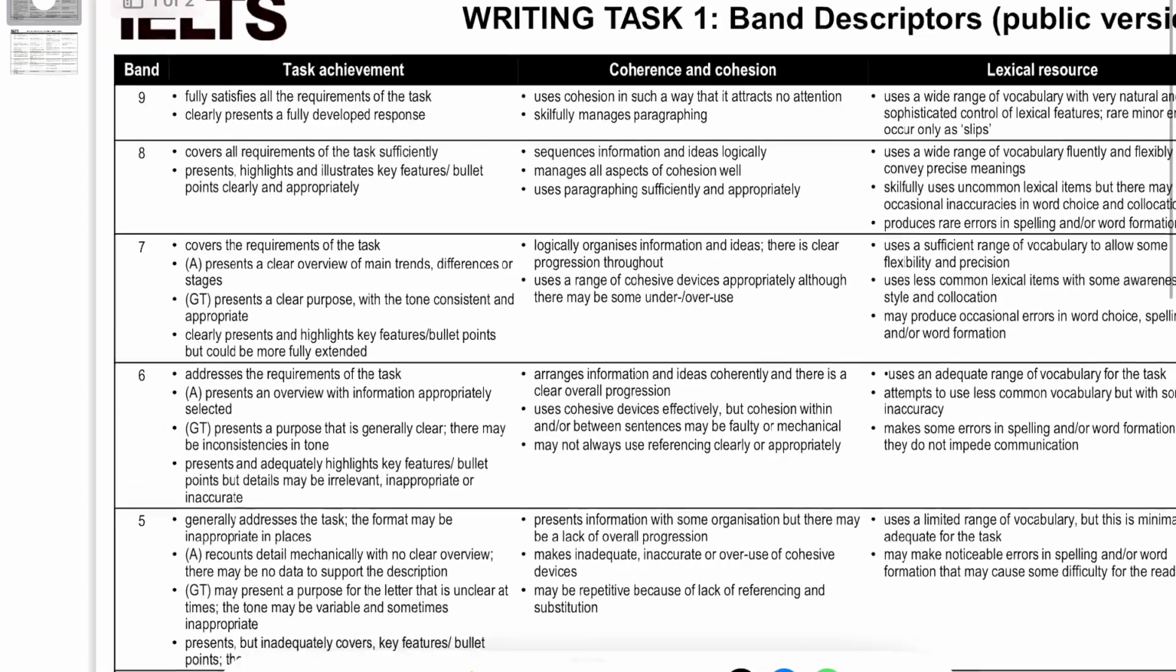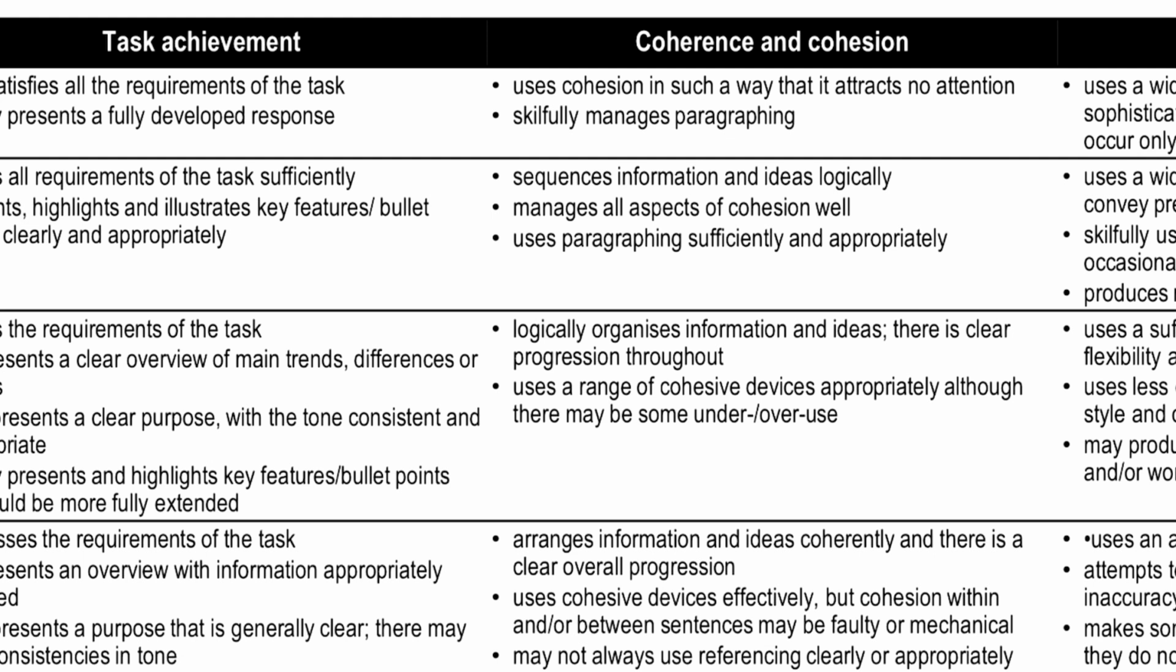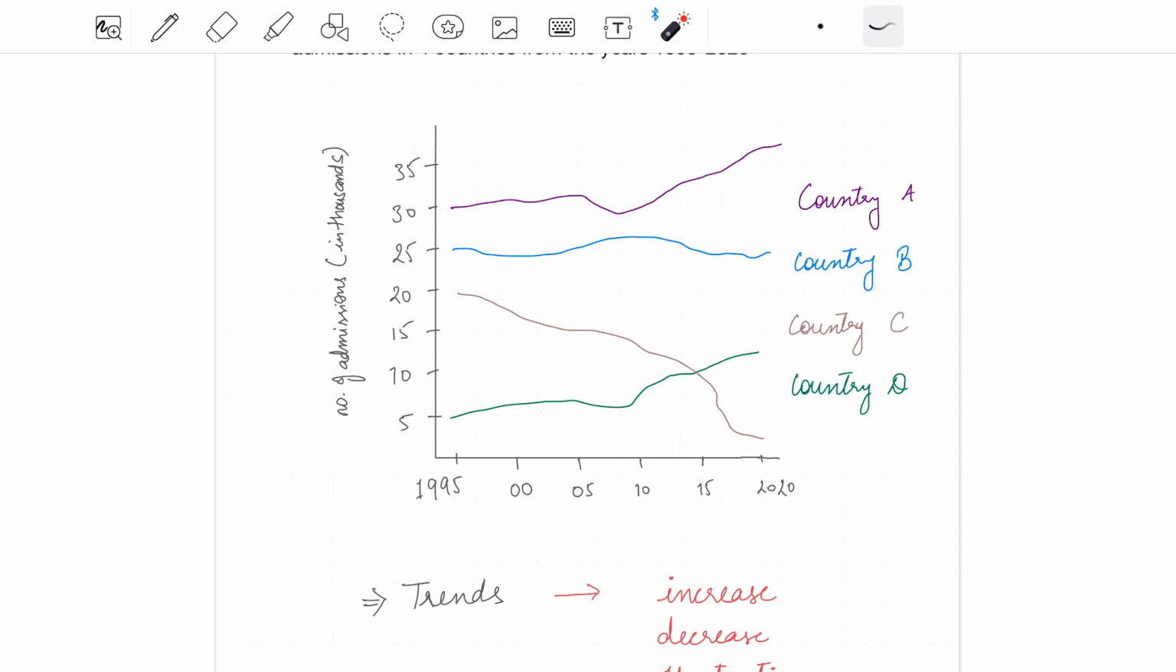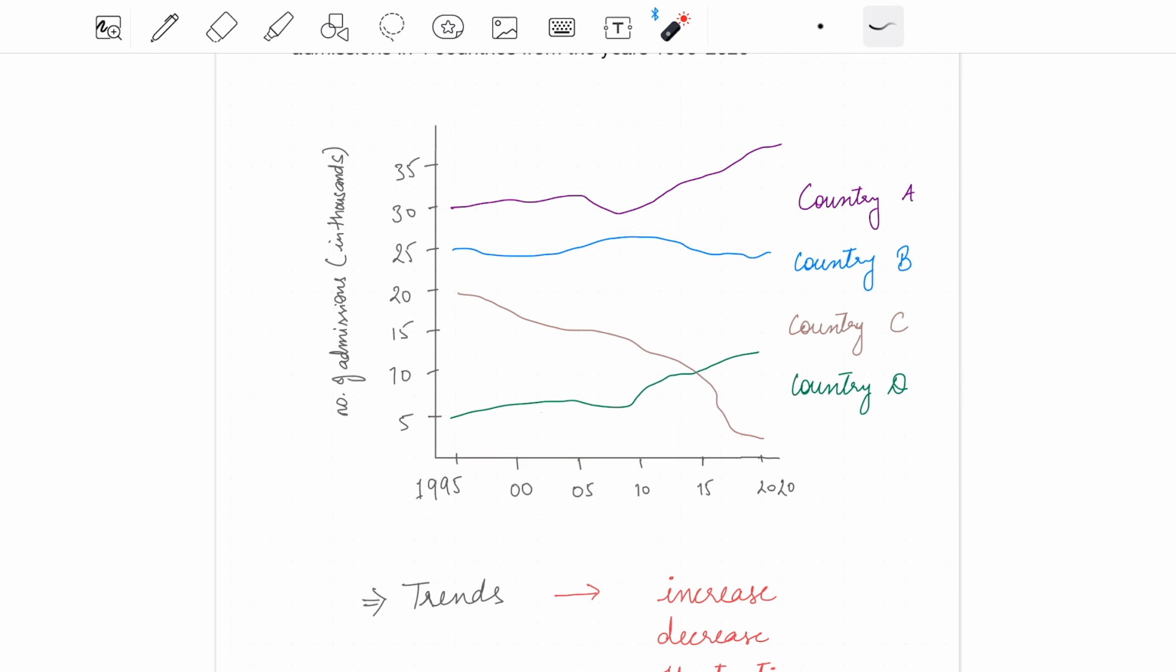Now if we look at the band descriptors, under band 8, we can clearly see under the column of coherence and cohesion, the examiners are asking us to sequence information and ideas logically. So it is very important to present all the aspects cohesively and logically. And that is what we are trying to do by grouping the data sets together. So when we group the data sets together, we will present country A and D together, and we are logically organizing our data.